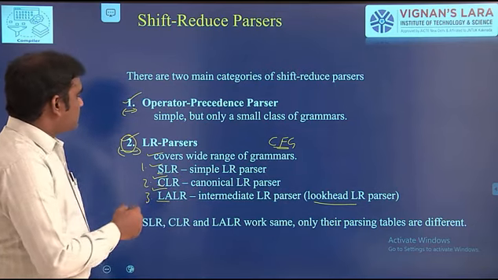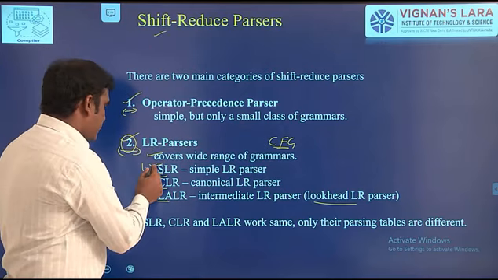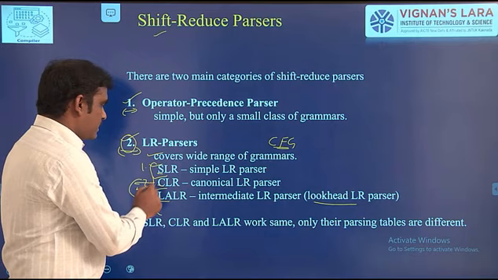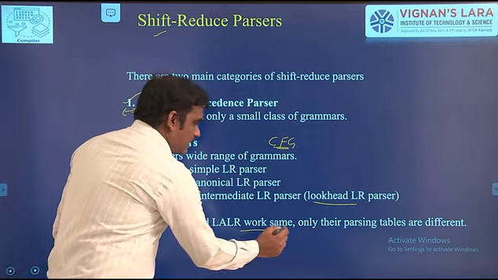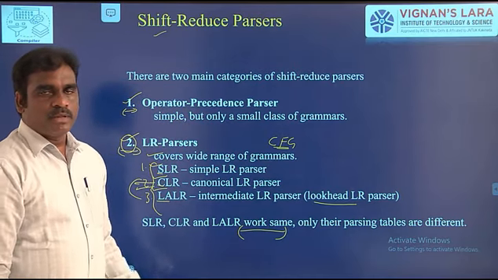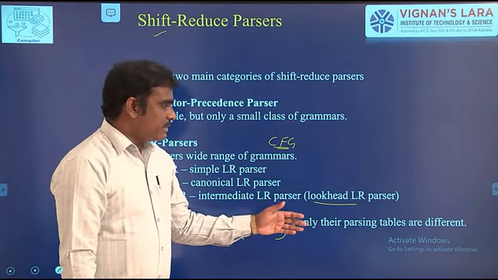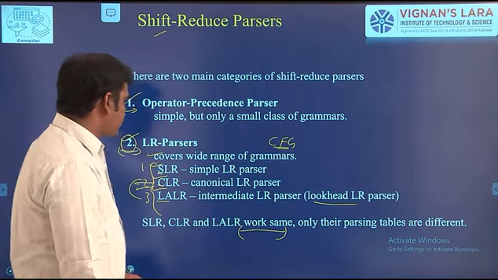So in bottom-up parsers, one is the shift reduce parser, and the remaining are these three LR parsers. Almost all the working is the same; the only difference is the parsing table. The construction of the parsing table is different, and for the remaining part the entire procedure is the same.